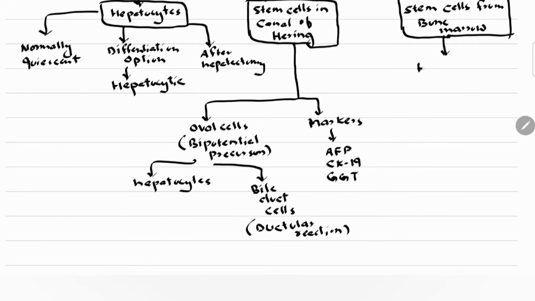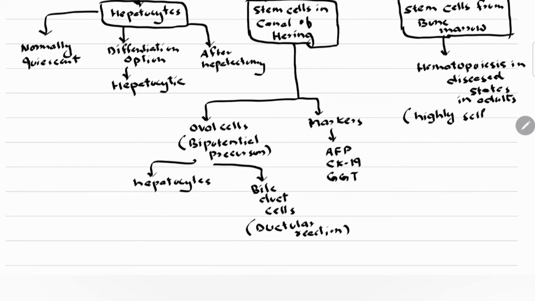Now coming to the stem cells from bone marrow. It is actually the hematopoiesis in diseased states in adults, and they have a high self-regenerative capacity. And they differentiate into endogenous stem cells and liver parenchymal cells.